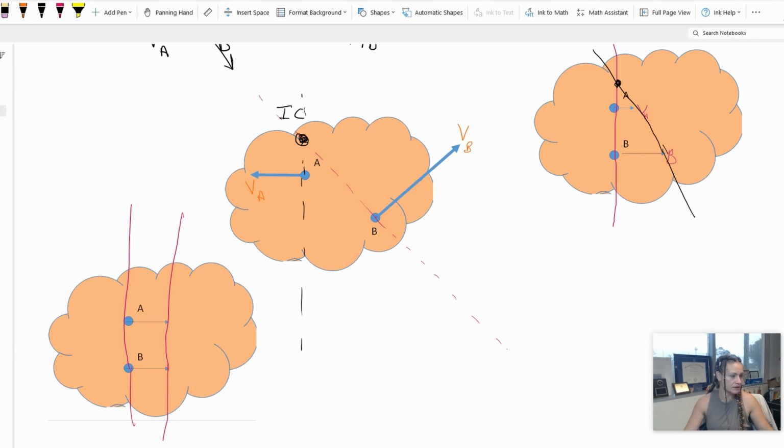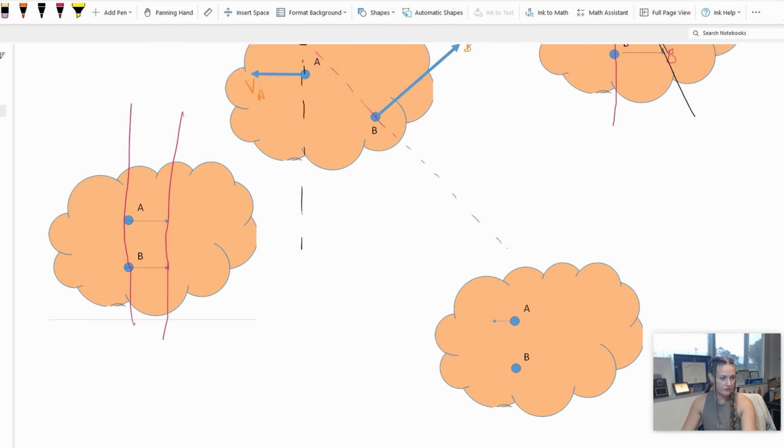There's one more common case that I want to show you. And it's if the vectors are going in opposite directions. So let's take a look at this case.